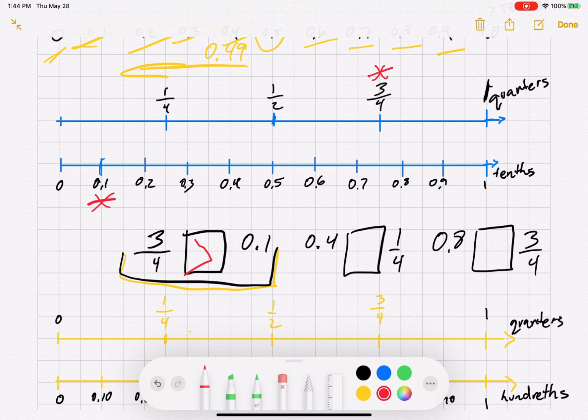If we are comparing 0.4 and 1/4, 0.4 definitely is further along on the number line, so 0.4 is further to the right, and therefore it's larger. So 0.4 is greater than 1/4. Looking at 0.8, I'm going to mark that there, 0.8, and comparing it to, again, 3/4. If we follow this line down here, 0.8 is definitely further to the right. So 0.8 is greater than 3/4.